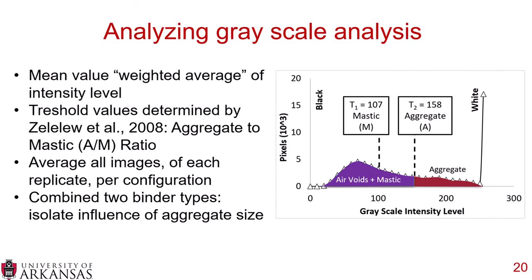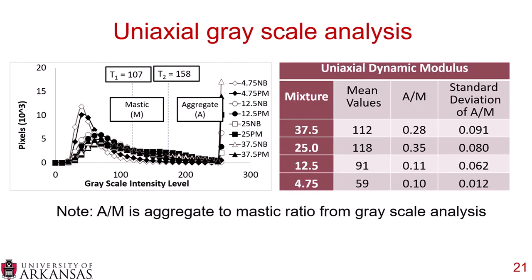And what we did is we took the average grayscale intensity curve for all the images taken per configuration, and then we combined the two binder types in order to isolate the influence of aggregate size. We assumed that the polymer versus neat asphalt binder didn't affect the grayscale analysis, so we combined the two binder types. And this is what we came up with for the uniaxial grayscale analysis.